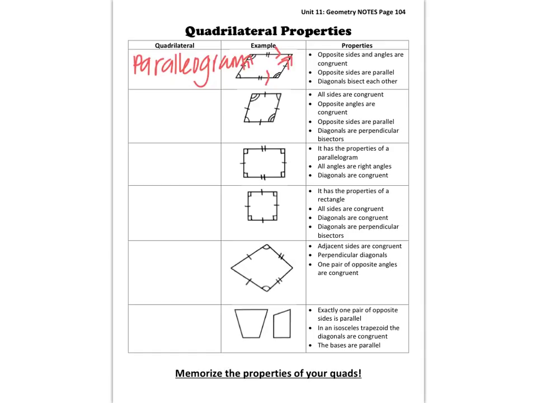Okay, then we have all congruent sides. I know that because it has that one line, and opposite angles are congruent. So these two angles are congruent, and these two are congruent. Because all sides are congruent, it would either be a square or a rhombus. Because we don't have 4 right angles, we cannot call it a square. So this is a rhombus.